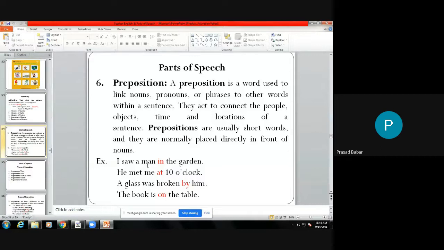Here "him" works as a pronoun. So: a glass was broken by him. Here "by" is the preposition. Then the next is: the book is on the table. So where is the book? It is on the table. So "on" here shows the position of the book. That is why "on" here works as a preposition.